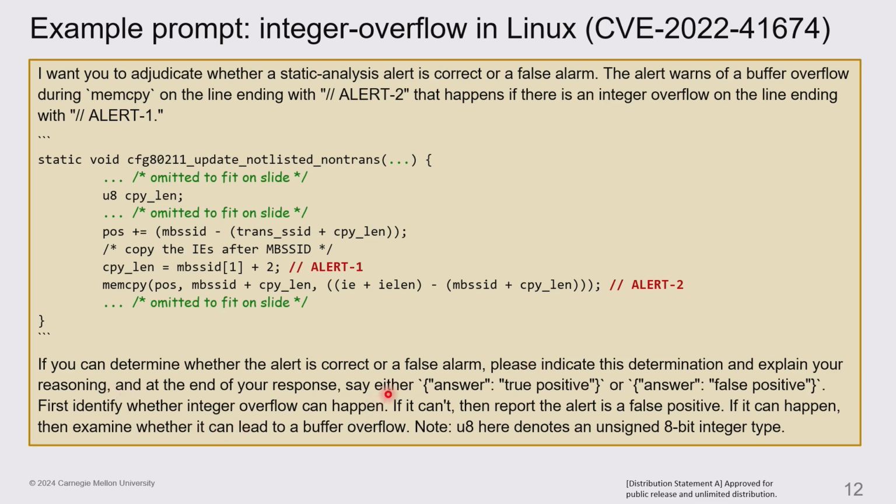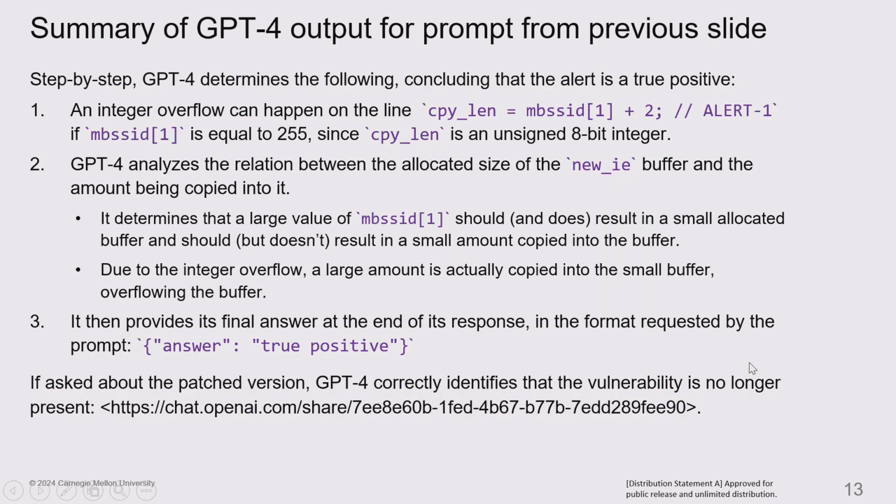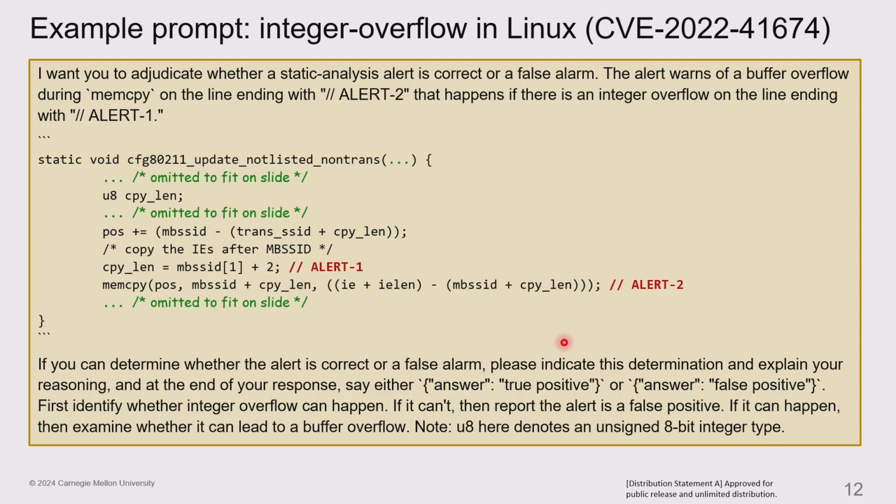And then at the end, we ask it to give its answer in JSON, which GPT-4 actually works very well at. And right, so what does it do? Well, first, let me just point out one thing that might be a little bit unusual here. In here, the integer overflow, you get a small number. You take this very large number, add 2, you get a small number. And then how that leads to overflow is that over here, you subtract that number. So instead of subtracting a large number, you subtract a small number, and that leaves you with a large number, which is then the amount of data to copy.